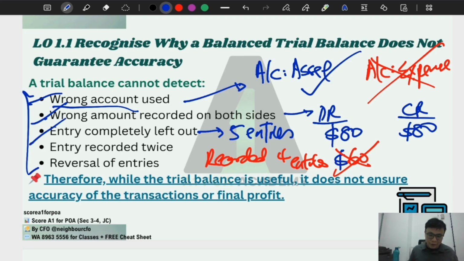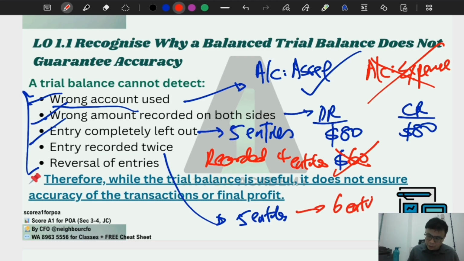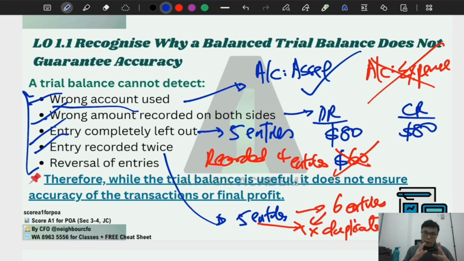Thereafter, entry recorded twice. You have already recorded it, but you record it again. Typically when that happens, you have 5 entries but recorded a total of 6 entries, so it is highly likely that there is one duplicate entry. We will elaborate more on this when we go into the specific topic pertaining to reversal of entry, so you will be able to have a better appreciation of the mechanism behind this error.